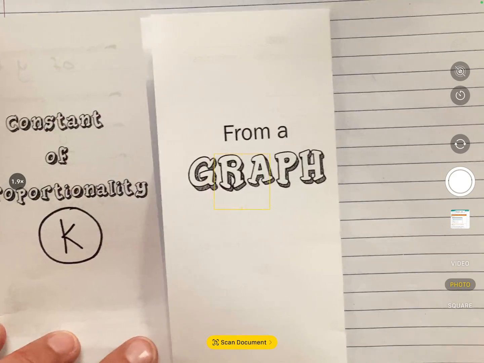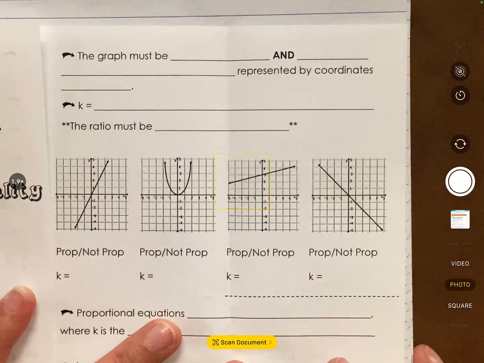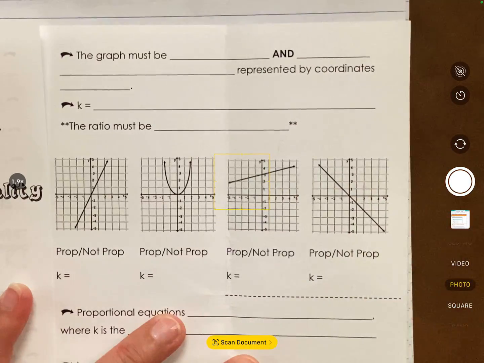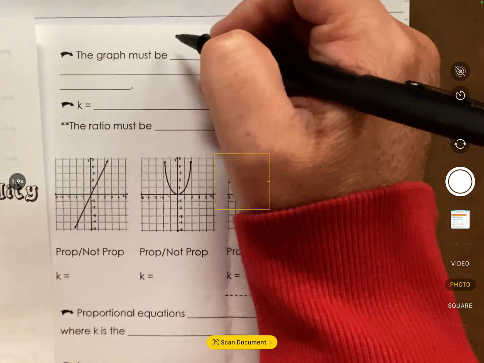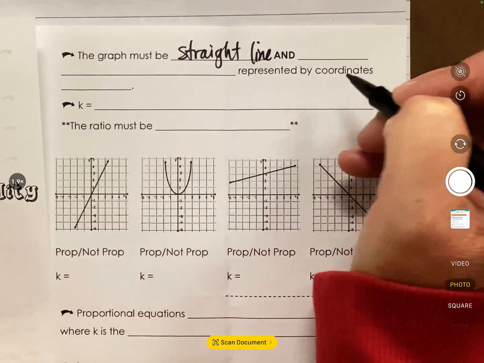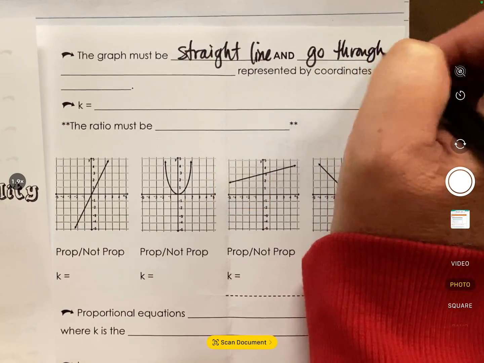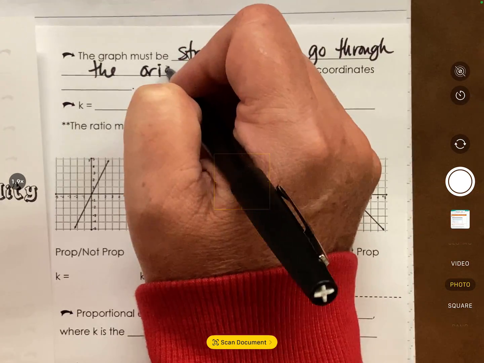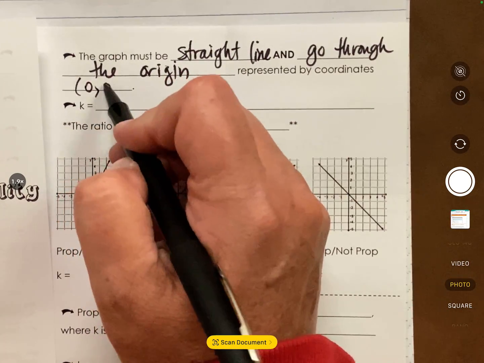Our next one is going to be from a graph. So this is what we did last class, and I feel like we did pretty good on that. So think about it for a minute. The graph must be blank and blank. It has to be two things. So the graph has to be a straight line and go through the origin, represented by the coordinates 0, 0.